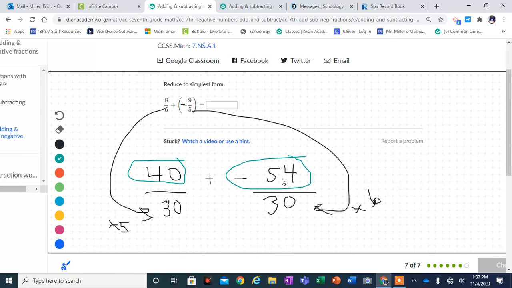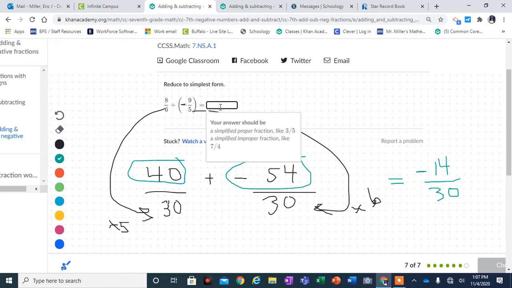So I owed someone $54. I paid them back 40 of it. I would still owe them 14. And the bottom is still 30. So this should be negative 14 out of 30.